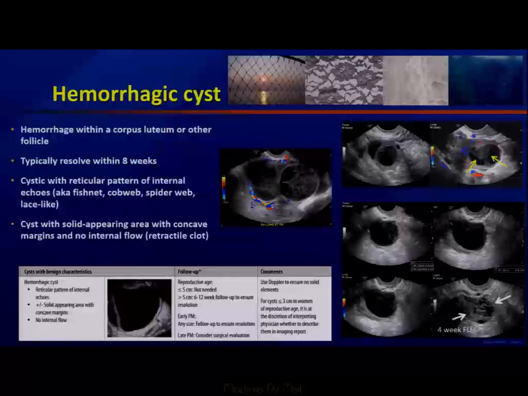A variant, of course, is the retractile clot that looks solid appearing but has concave margins and no internal flow. Imagine a growing soft tissue nodule. You can't really figure a way that it could have concave margins if it was true tissue or malignancy. So feel reassured when you see those concave margins. Follow-up guidelines are based on reproductive age and size.